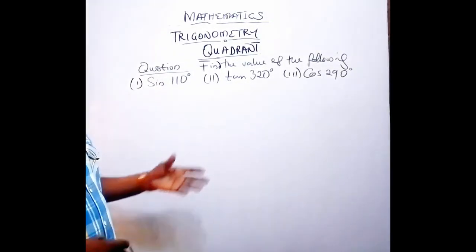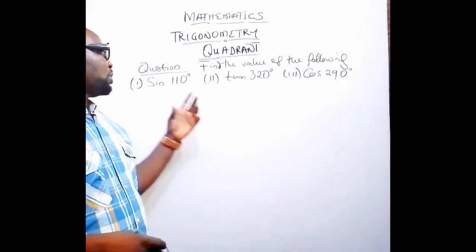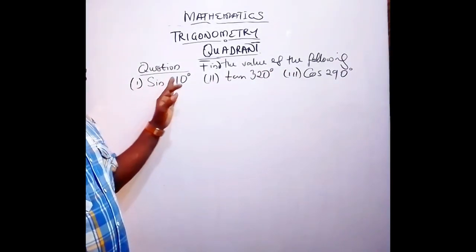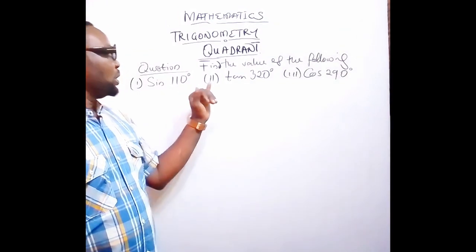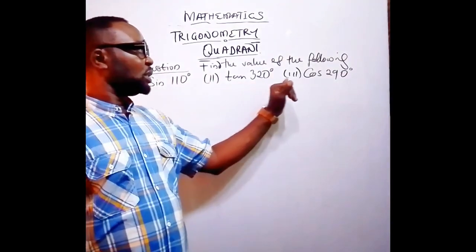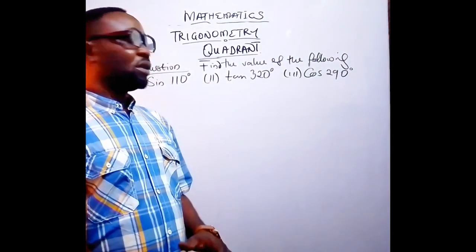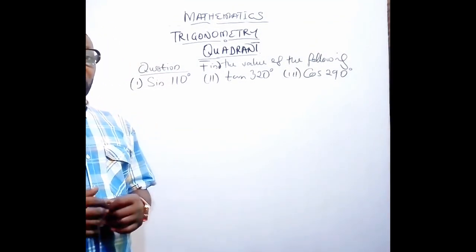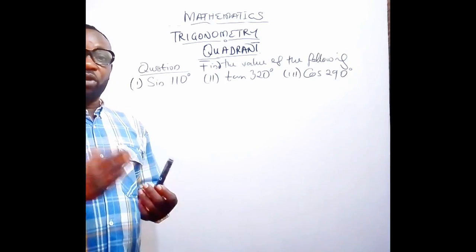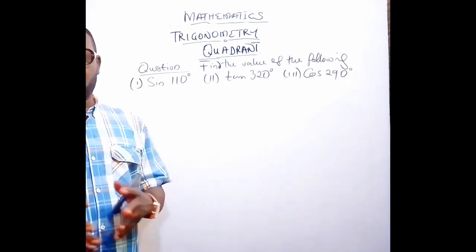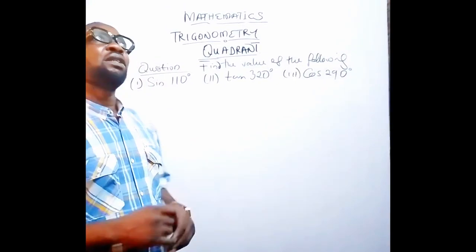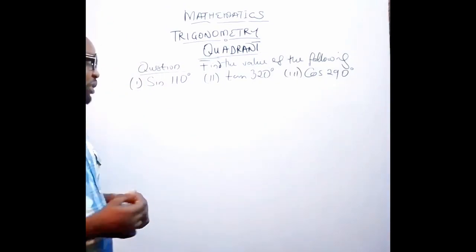We have a question here under trigonometry. The question says we should find the value of the following: number one, sine 110 degree; number two, tan 320 degree; and number three, cos 290 degree. Having gotten the knowledge of quadrant level, first quadrant, second quadrant, third quadrant, and fourth quadrant, these questions will be easy to approach. Now, how do we approach this set of questions?